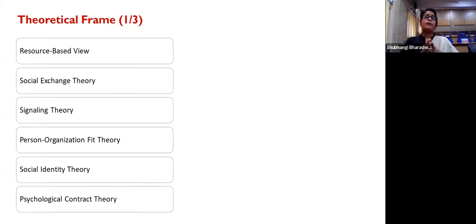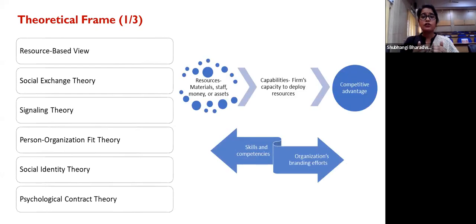The concept of employer brand could be better understood using various theoretical frames. One of the oldest is the resource-based view, which is based on two factors of resources and capabilities. Resources could be anything, they could be material, staff, money, tangible or intangible assets, whereas capabilities is the firm's capacity to deploy those resources that provides them with a competitive advantage. In terms of the branding concept, employees' skills and competencies become those resources, and organizations' branding efforts become those capabilities that provide them with a competitive advantage in a tight labor market.